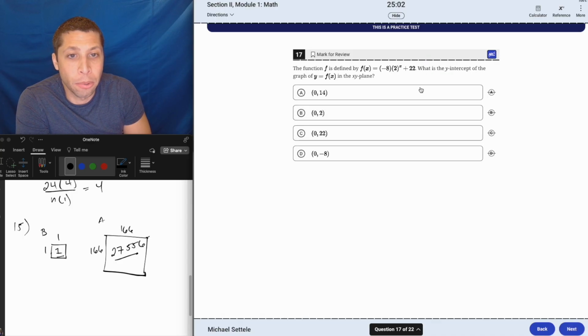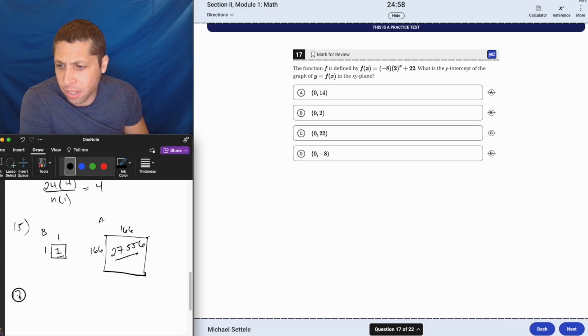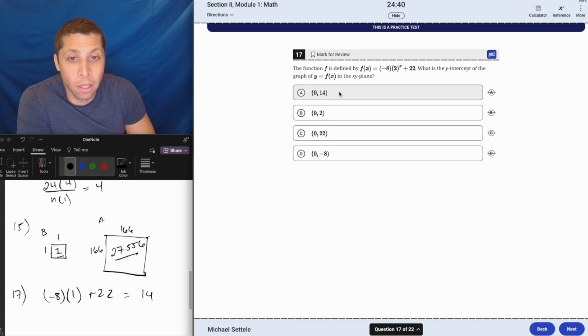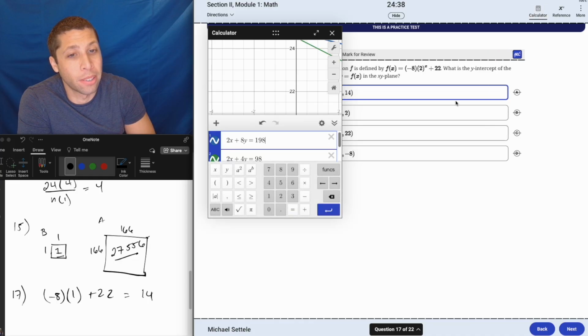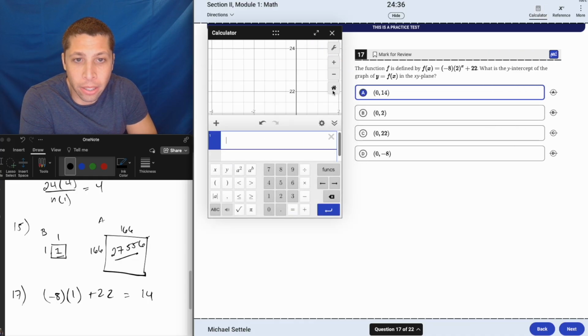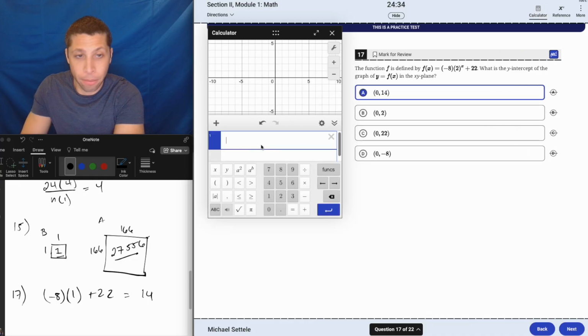What is the y-intercept? Just plug points into equations, right? And I could do this in Desmos as well, but it takes 2 seconds to do x is 0, so -8 times 2 to the 0 is 1 plus 22. So 22 minus 8 is 20 minus 6, which is 14. I'll just check this one now because I'm feeling a little iffy on that mental math.